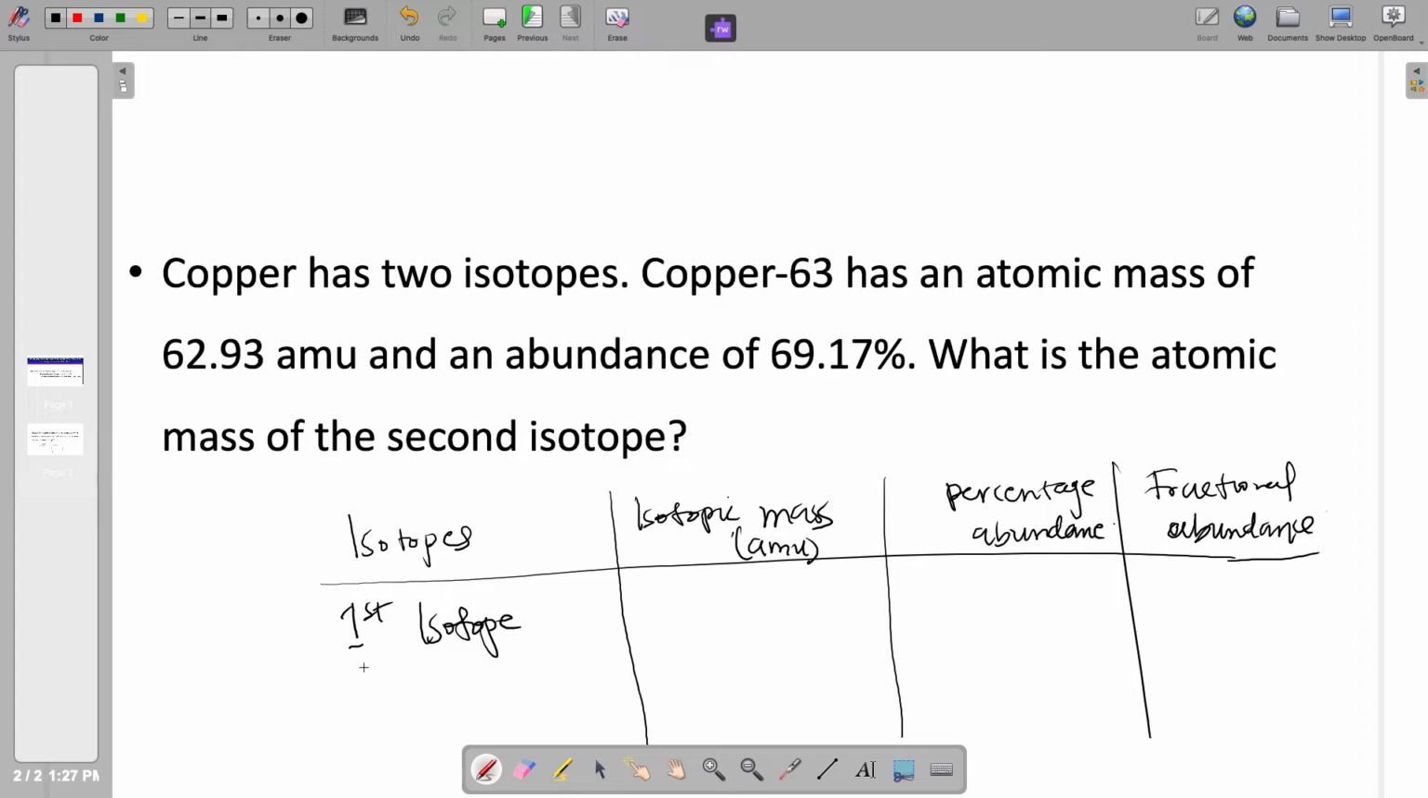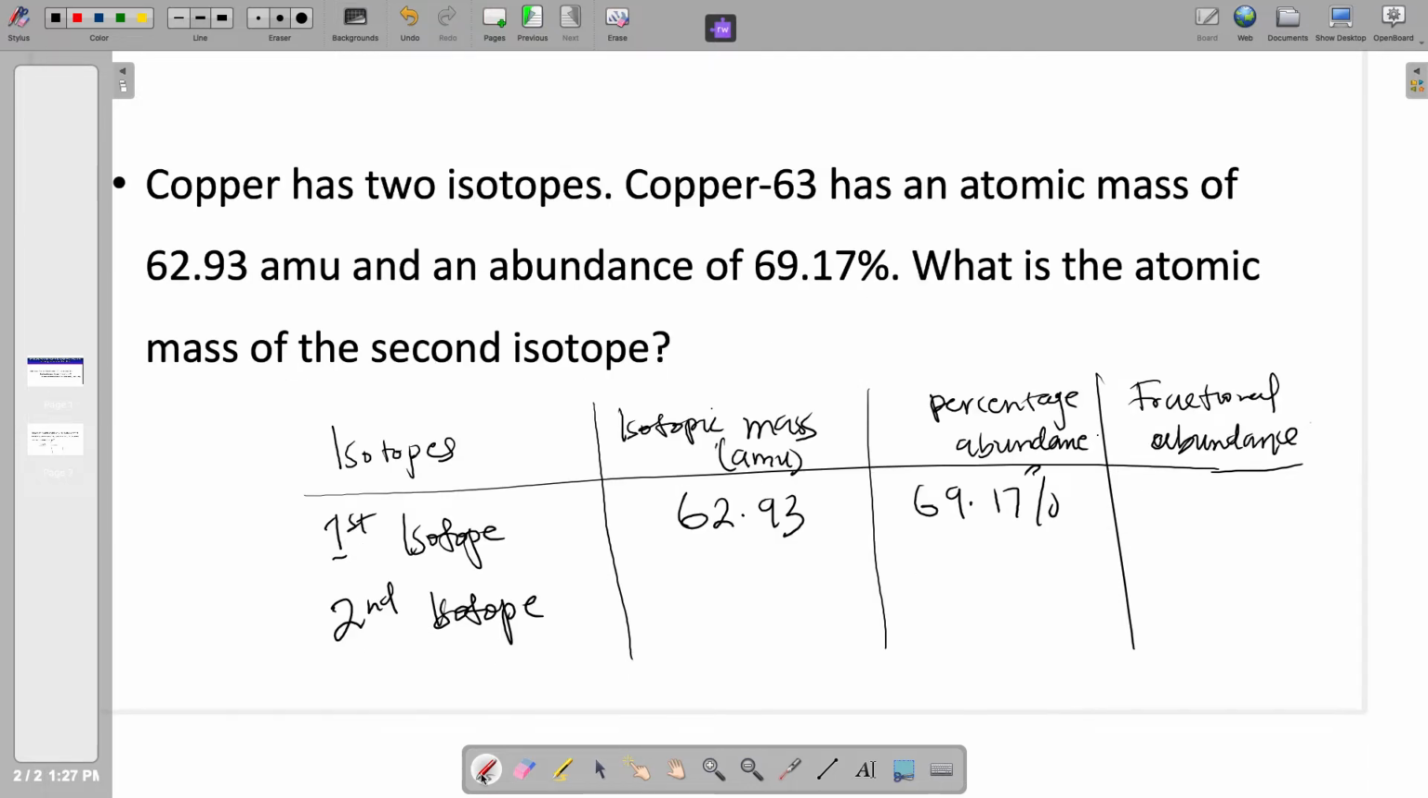So I'll just use first isotope here, and the atomic mass of the first isotope, which is copper 63, is 62.93. So I'll write 62.93. And the corresponding percentage abundance for this isotope is 69.17%. The second isotope, we don't know what it is. So we'll use the letter X to represent its isotopic mass. So I'm going to write X here. Also, we don't know the percentage abundance.